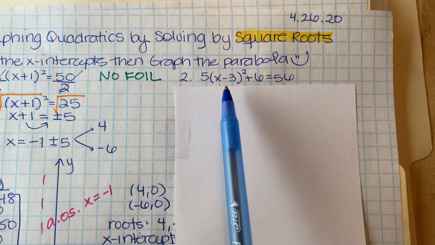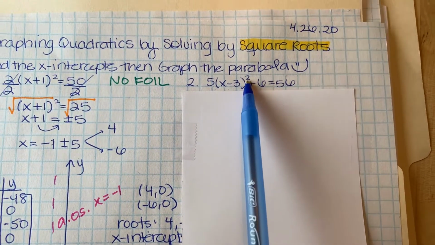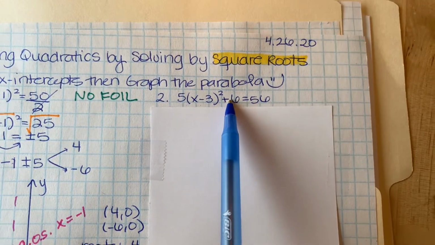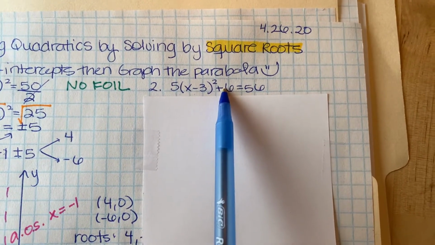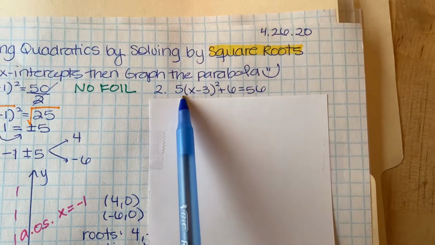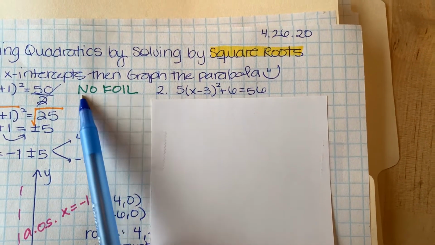We want to isolate this binomial, x minus 3 squared. So we're going to inverse operate twice. We're going to take this constant, positive 6, and inverse operate that positive 6, which means it will be minus 6 on both sides. Then we're going to divide out this 5 coefficient. Remember, there is no foiling.